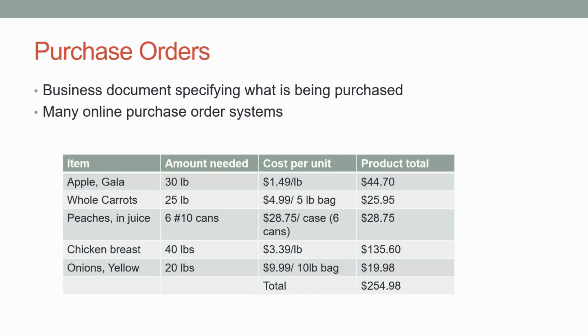Chicken breast, again, that's pretty straightforward. If it was 40 pounds, $3.39 a pound, you can see the cost there. Yellow onions, 20 pounds. They're sold in 10-pound bags to me, and so I know I'm going to need 2 of those, so my cost is $19.98. So again, those are really important to think about.